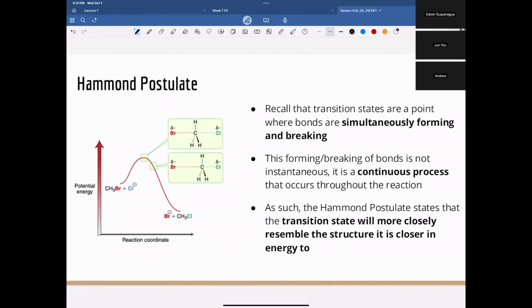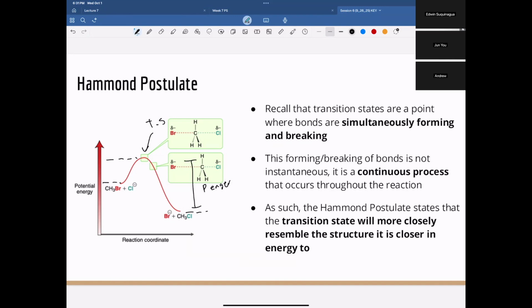Okay, this brings us into the Hammond postulate. Basically, the Hammond postulate states that the transition state, or the highest energy state, is going to most closely resemble the structure it is closer in energy to. So in this case, we see that this energy state right here is closer to the reactants than the products. There's a huge gap between the potential energy of the transition state and the product, and even less to the reactants. So since the reactants are closer in energy to the transition state, the transition state is going to resemble the reactants more.